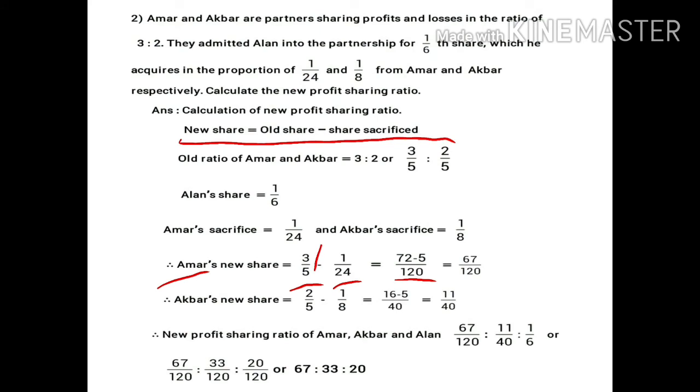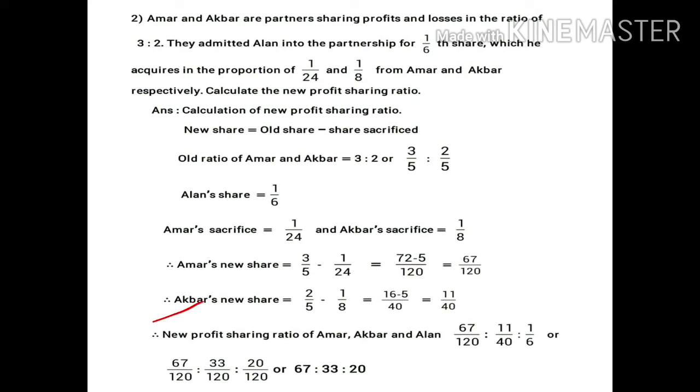ಸೊ ಯು ವಿಲ್ ಗೆಟ್ 72. ಆ್ಯಂಡ್ 24 ಹೌ ಮೆನಿ ಇಸ್ 120? 24 5 120. ಸೊ 1 into 5 5. ಸೊ 72 minus 5 divided by 120. So the final answer, Amar's new share 67 divided by 120.